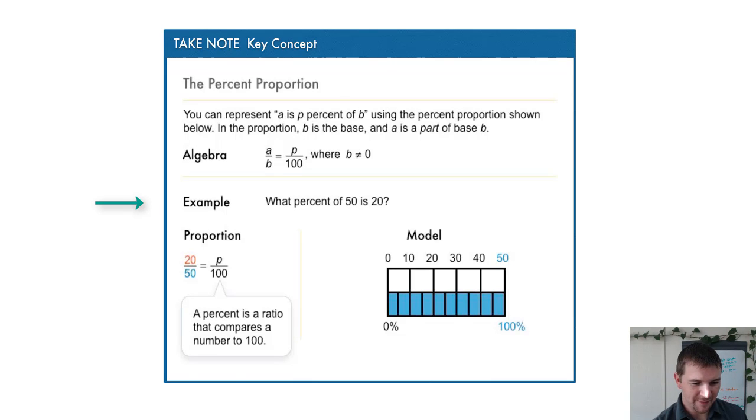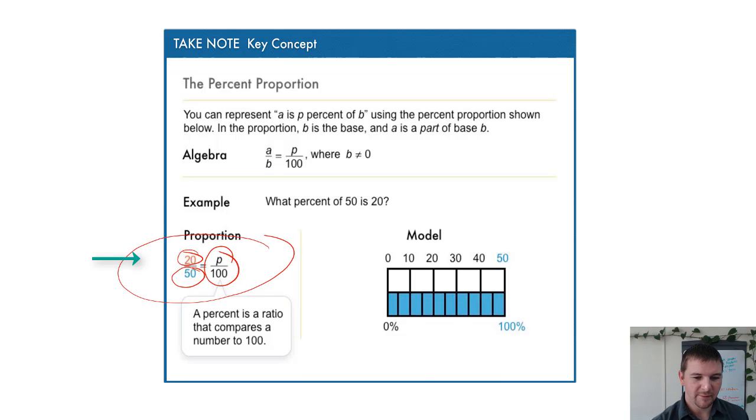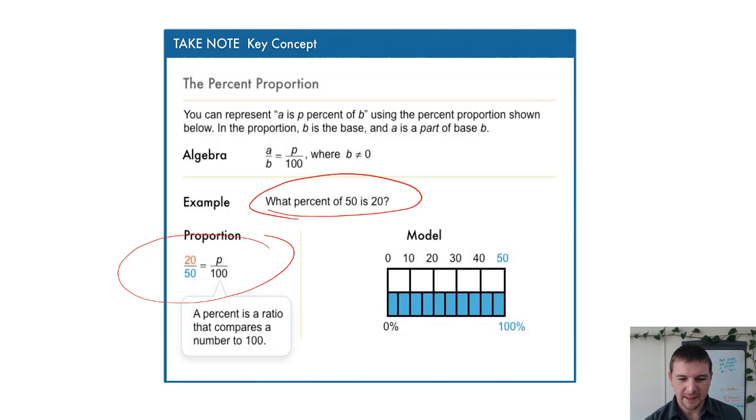Back up and correctly select my pen tool. Into the percent proportion. 20 is part of the base. 50 is the base. And then we write P over 100 because percent means per 100, so out of 100. And that's the proportion. We've been working with proportions during this chapter. The proportion that we can set up and solve to answer this question. Now we can also model it using bar models.